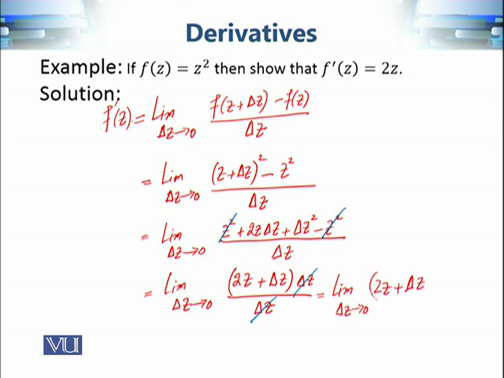Now let's have a look at this expression. We are taking the limit as delta z approaches 0, and this expression is basically a polynomial in delta z, and we know that polynomials are continuous functions, and for continuous functions the limiting value is the same as the functional value. So what is the functional value? Just take delta z to be equal to 0 and we have the following answer, 2z. The limit exists and the answer is 2z, so that's why the derivative of this function is 2z.